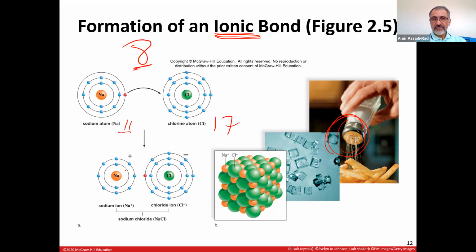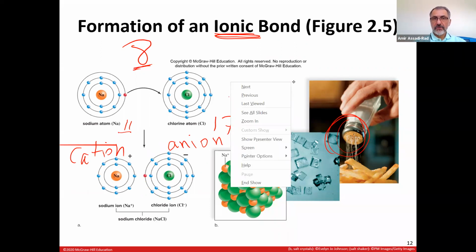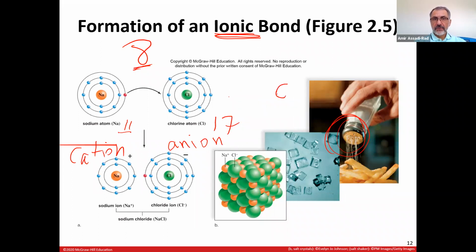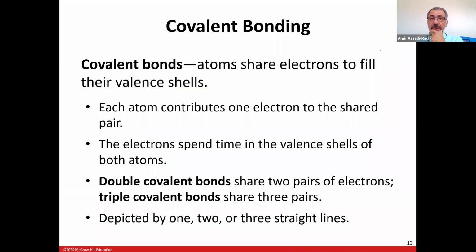Since sodium transferred its electron, it is positively charged, and we call it a cation. You probably have heard of that word. And chlorine is negatively charged, an anion. A lot of times you will see chlorine and sodium written like that, so you know what they are. So that's ionic bonding, when you transfer electrons. Covalent bond, on the other hand, is when they share electrons.